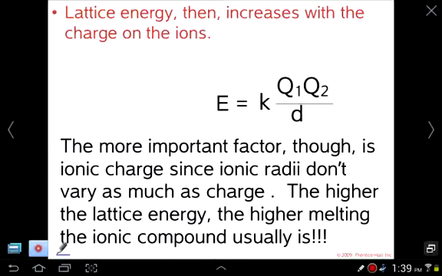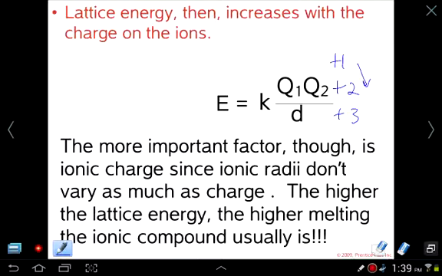Okay, so this is essentially kind of a review, but there's an increase with the charge on the ions. Of these two factors, whether distance is important or charge, it turns out that charge is a much more important factor, because charge goes from a +1 in one ion to a +2 in another ion to a +3 in a third ion. So charge goes up very quickly, whereas distance does not vary by as much. That's kind of the idea.